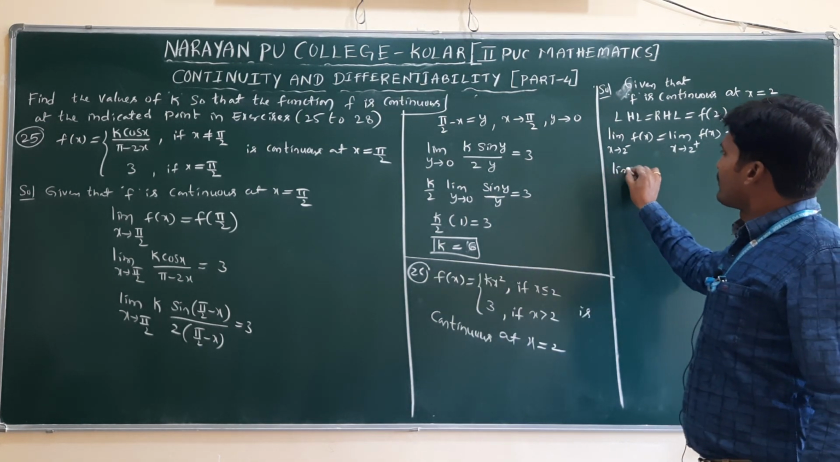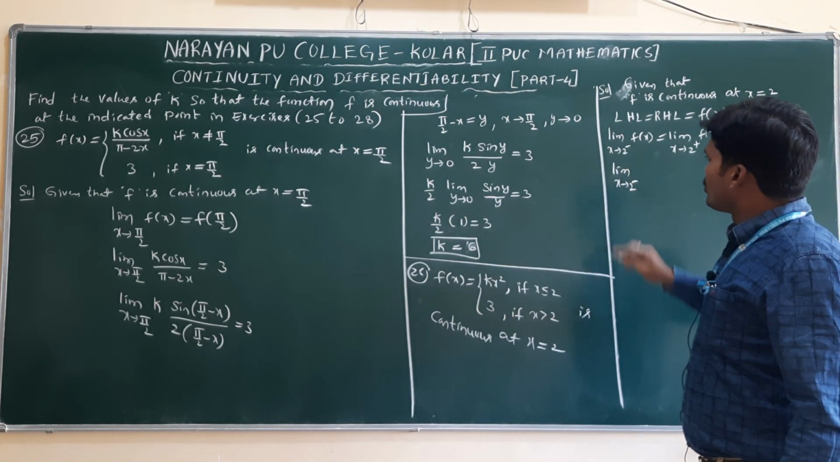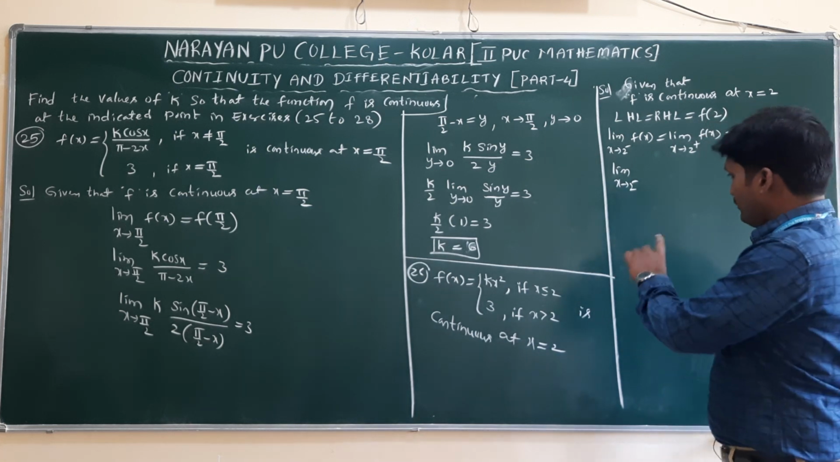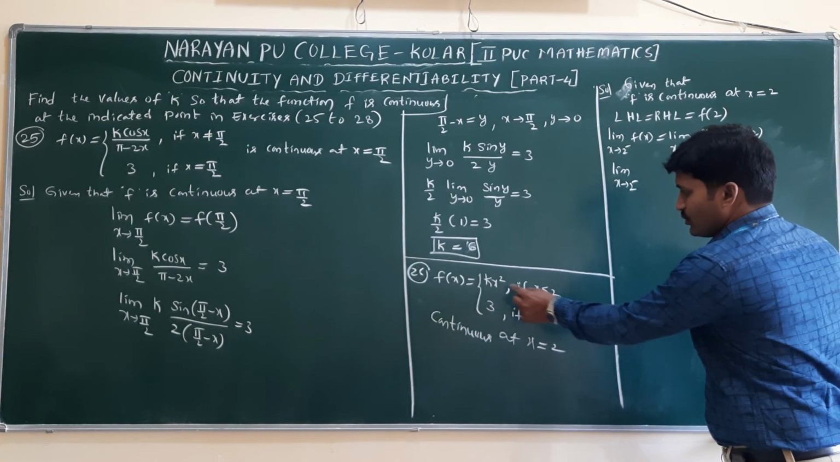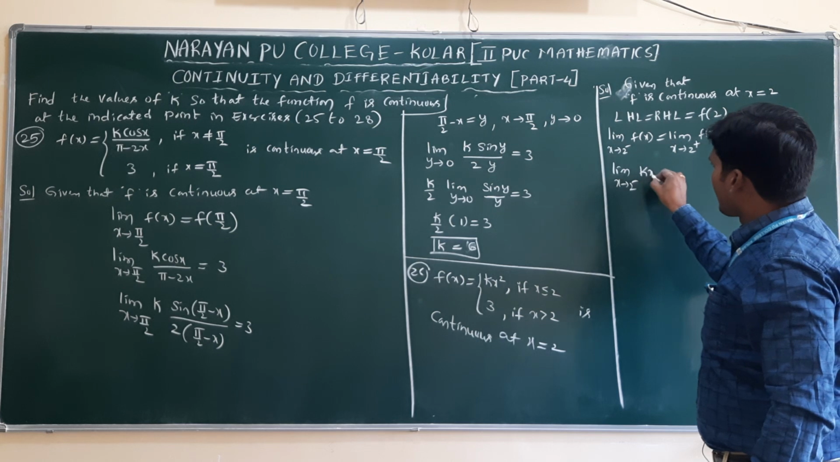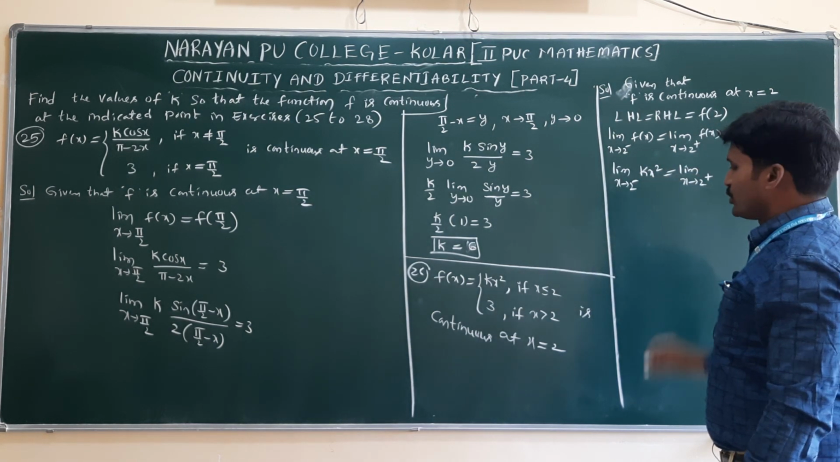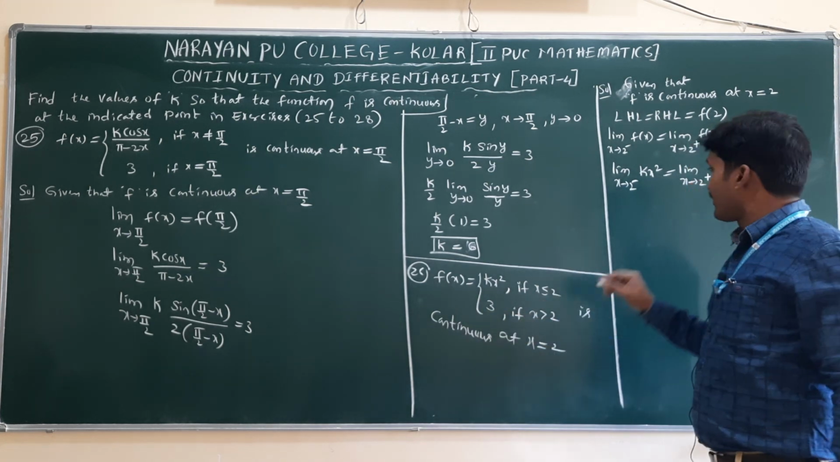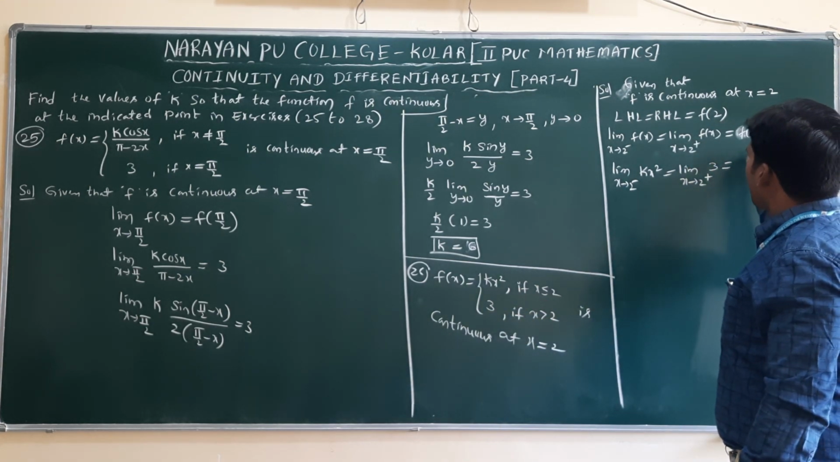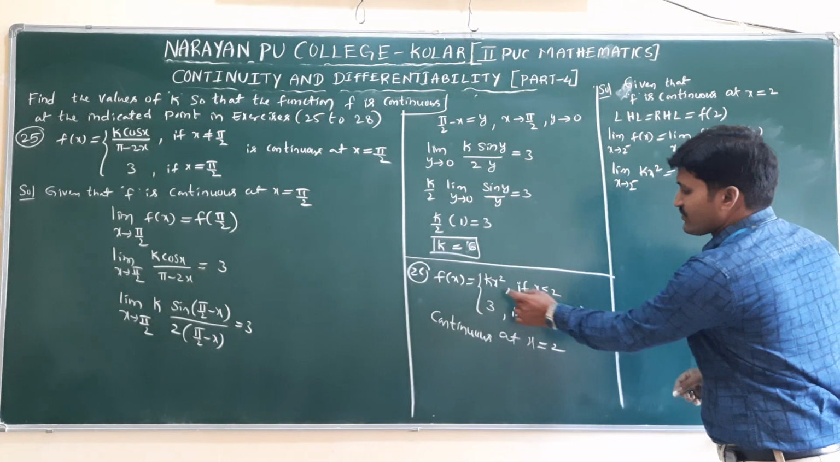Now take the functions. Limit x tends to 2 minus: what is the condition? x is less than 2. At less than 2, what is the function? kx square. Limit x tends to 2 plus means x greater than 2. What is the function there? 3. f of 2 means at x equal to 2, what is the function?